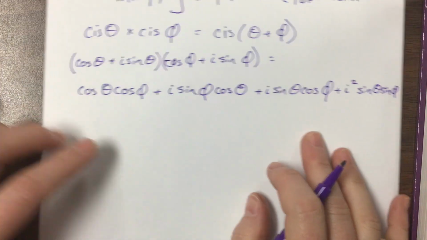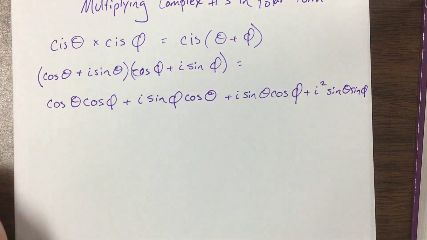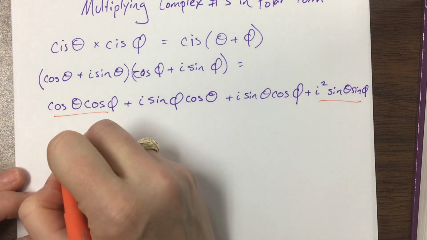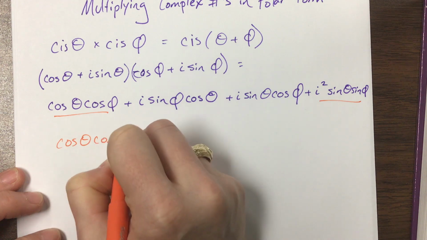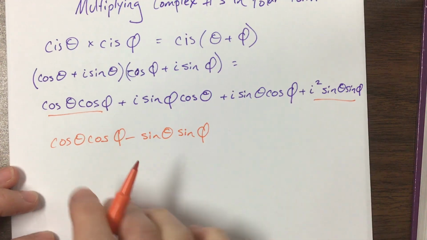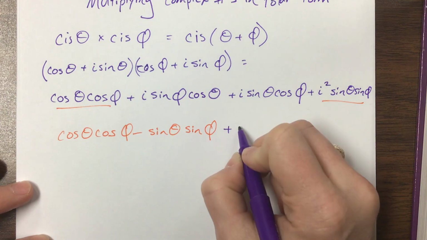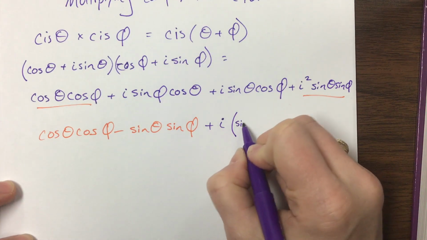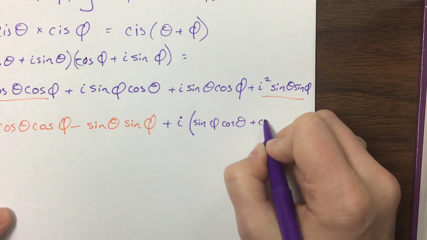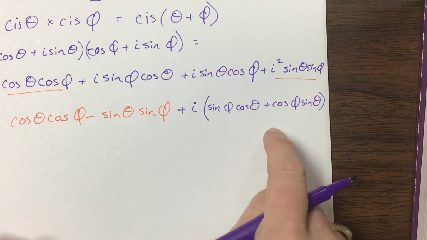Okay, so this stays real right here because of the -1. So I'm going to take this part and this part. Those are the real parts of this expansion, and that becomes cosine theta cosine phi minus sine theta sine phi. And then the imaginary part are these other two, so this is plus I times sine phi cosine theta plus cosine phi sine theta. I switched the order of this one right here, so it's sine, cosine, cosine, sine.